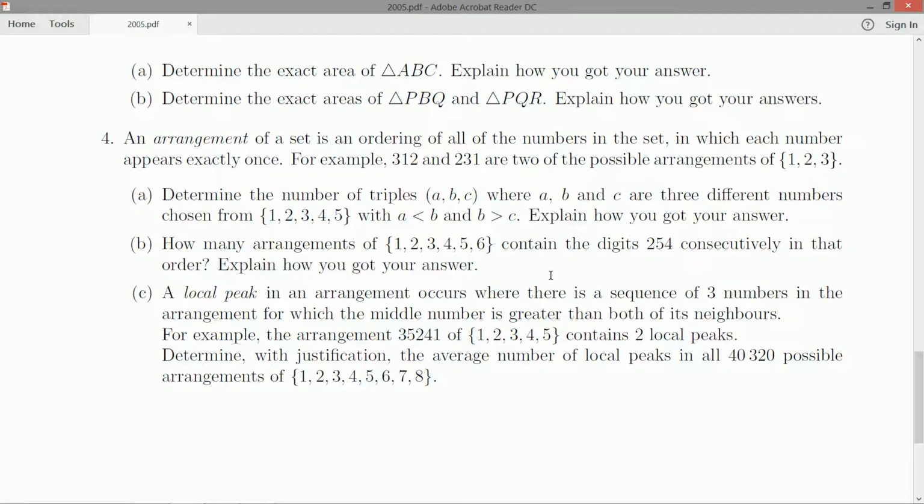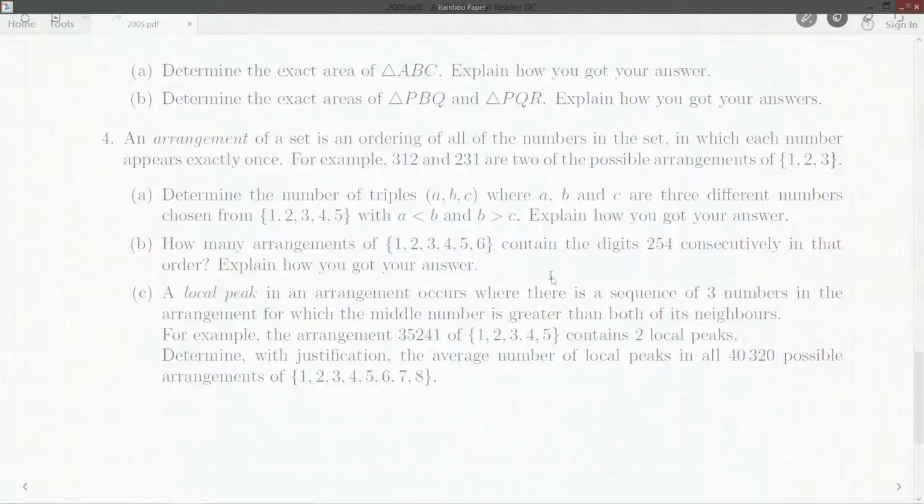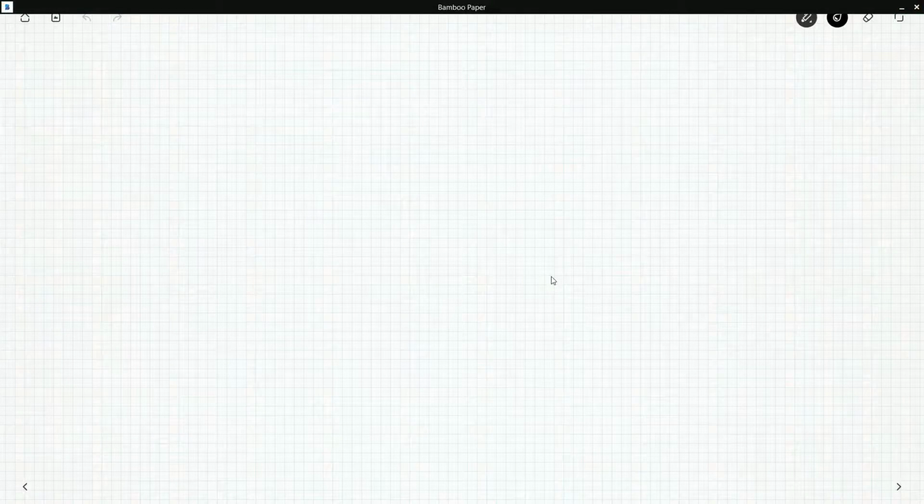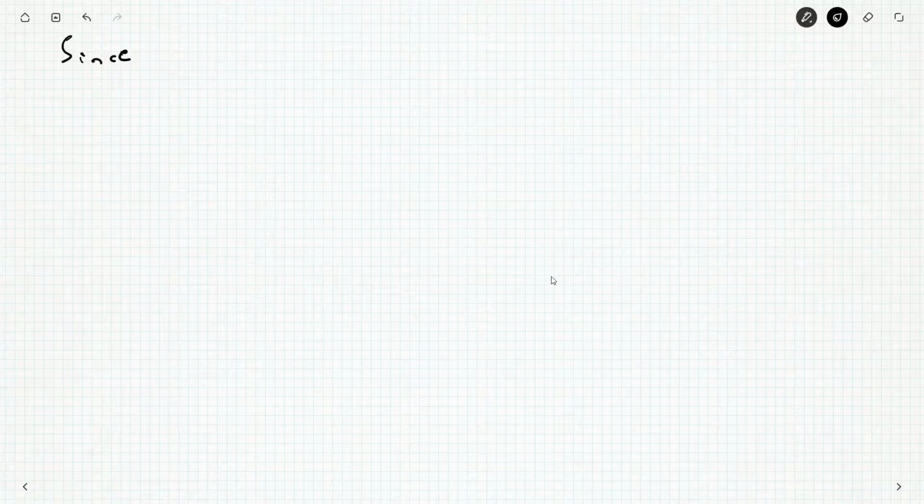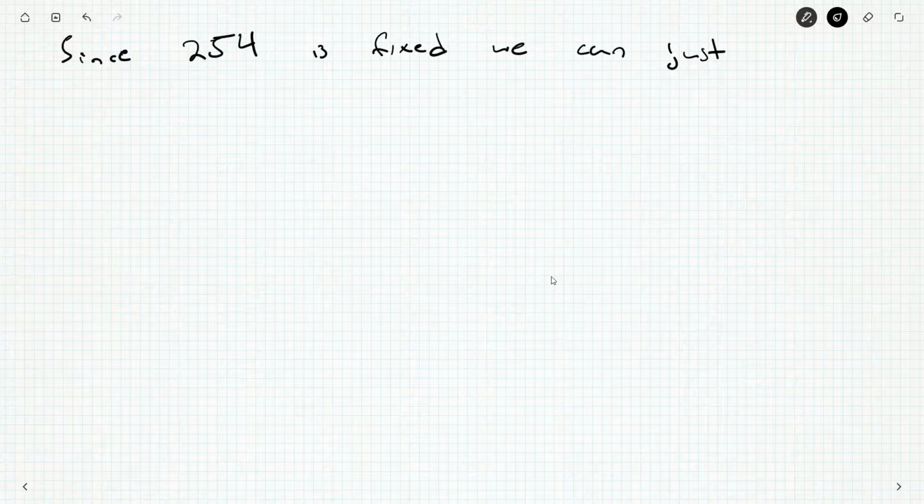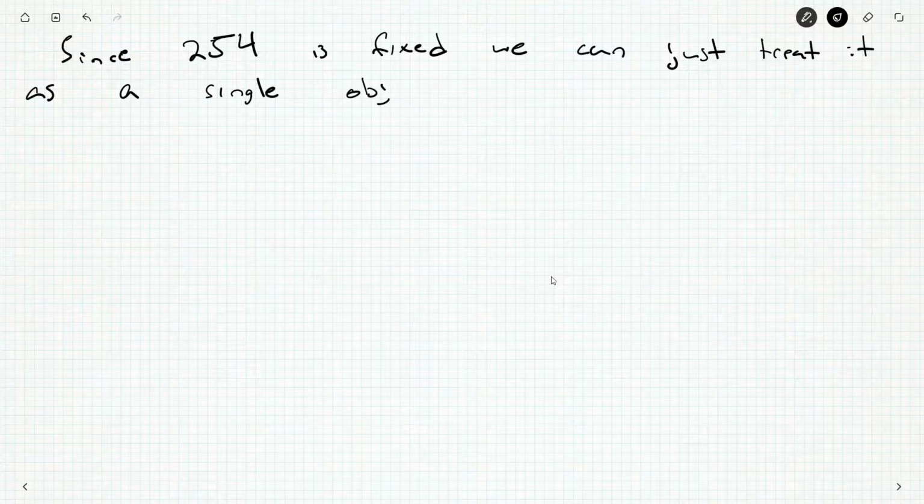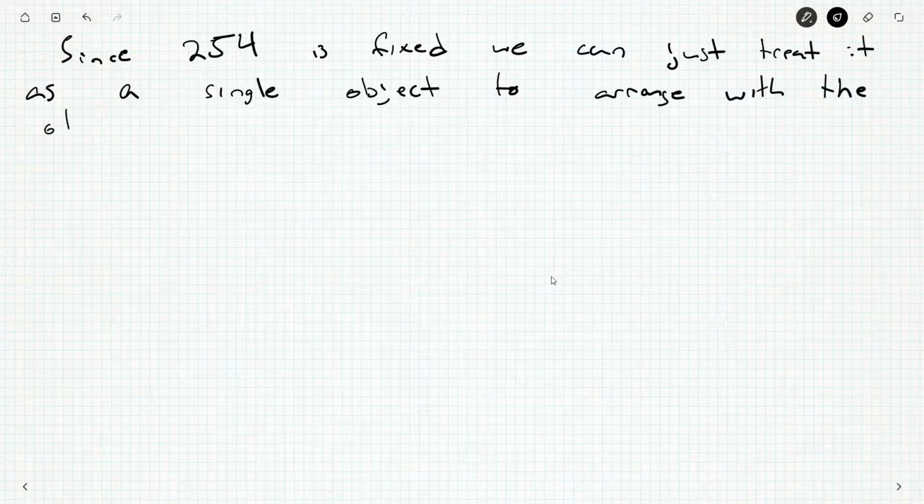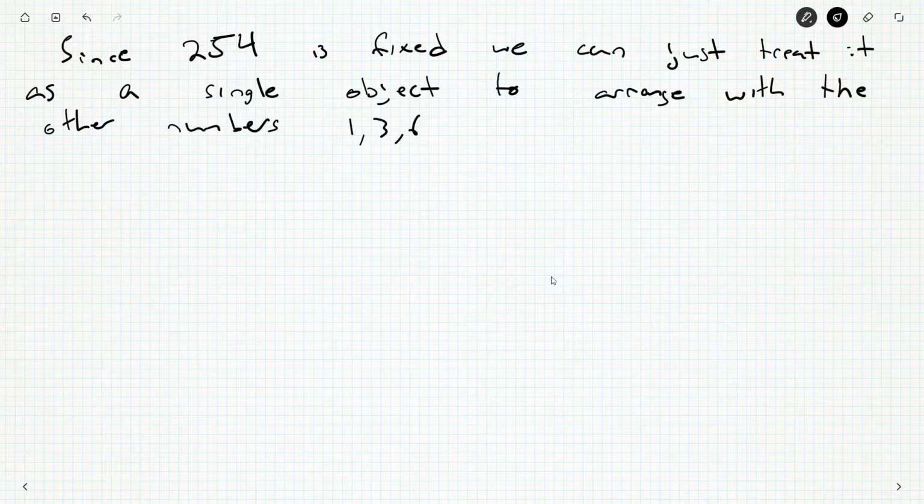Alright, so we're basically, if 2, 5, and 4 are fixed, since 2, 5, 4 is fixed, what we can do is we can treat it as a single object to arrange with the other numbers, the ones that are left over, 1, 3, and 6.